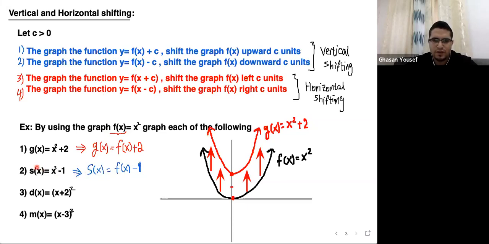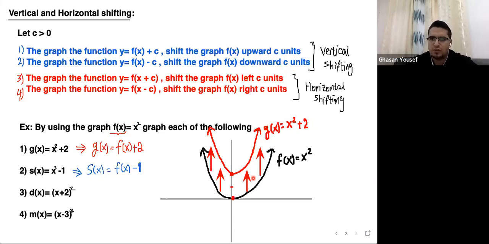Okay. So for number 2, if I need to rewrite this function, instead of x squared, I'm going to use f of x. So s of x equal f of x minus 1. If you go back to the rules, I will see this is similar to number 2 exactly: y equal f of x minus c. Here the c is 1. But because it's minus, we have to shift the graph f of x, this function x squared, downwards c units.